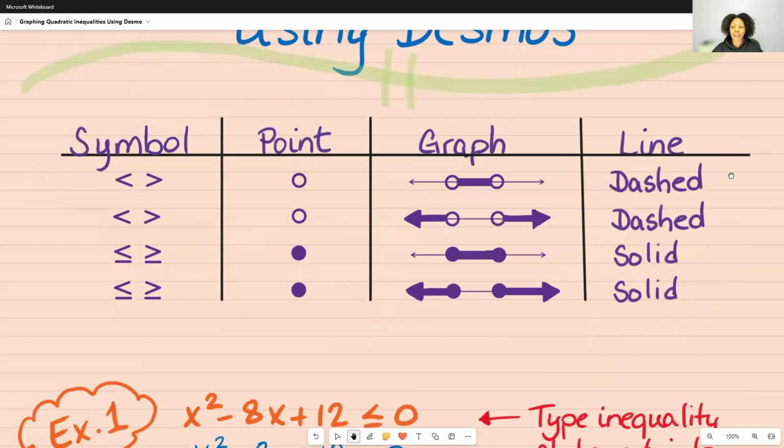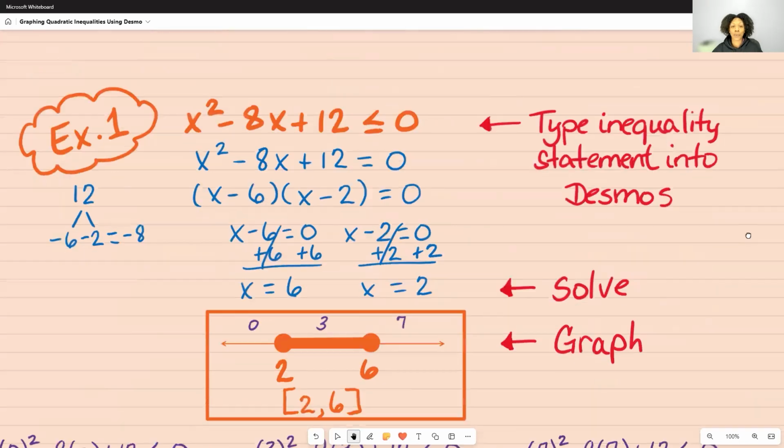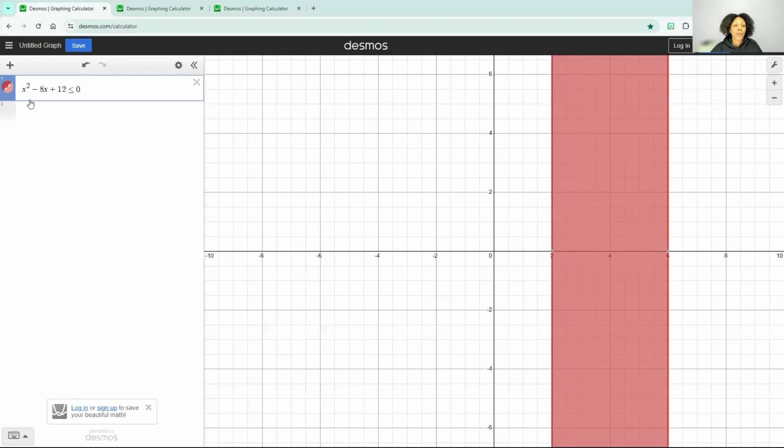For the first example, and for all of the examples, I showed you how to actually solve for it as well. You see the work here, but the purpose of this video is to show you how to use Desmos. Your first step is to type in this inequality in Desmos, just as you see it: x squared minus 8x plus 12, which is less than or equal to 0. If you want to use your keyboard, you would press Shift and then the comma sign and then press equal, and it will give you this.